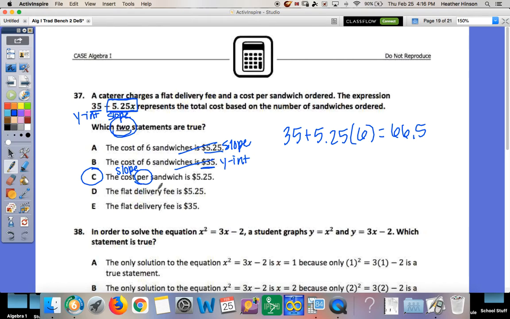Is the flat delivery fee $5.25 or $35? Well, your flat delivery fee is going to be your initial value. Your initial value here is $35. $5.25 was your cost per sandwich, your slope. So your flat delivery fee, your initial value, is $35. So C and E.